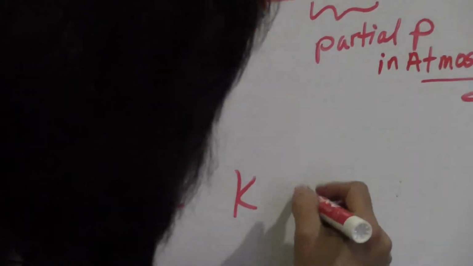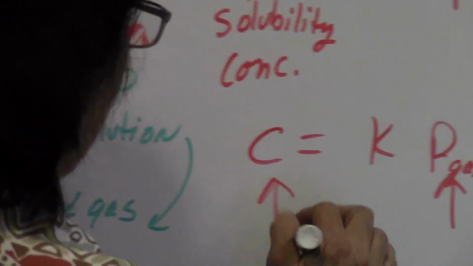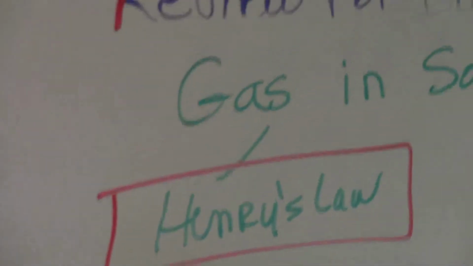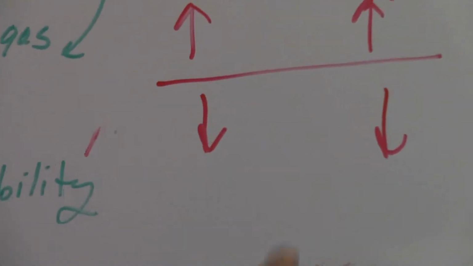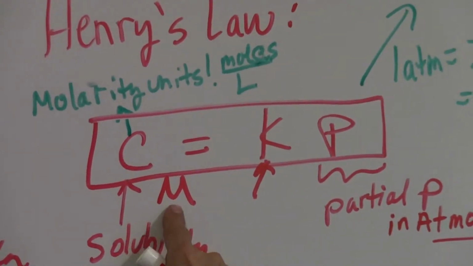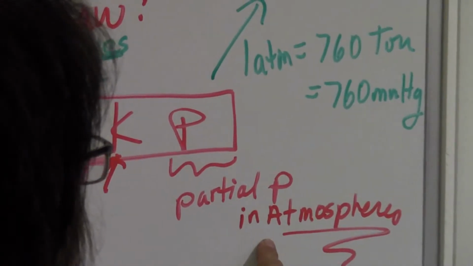So the higher the partial pressure of the gas, the higher the concentration of the gas in the solution. The lower the pressure of the gas over the solution, the lower the solubility or concentration of the gas that's going to go into solution. So you need to remember that this is molarity, so it's molarity for the units. You need to remember partial pressure has to be in atmospheres.